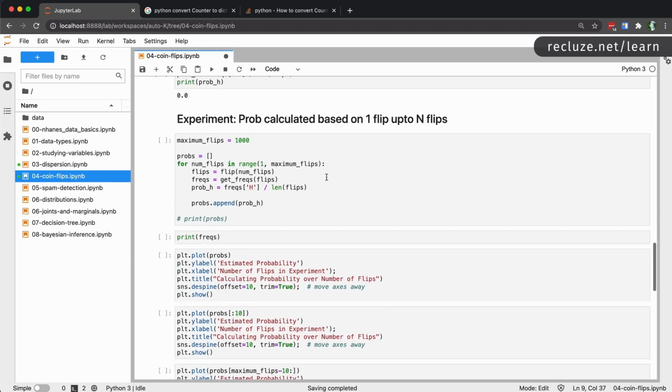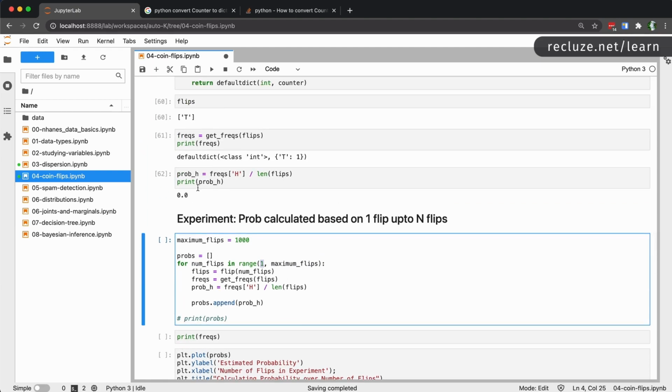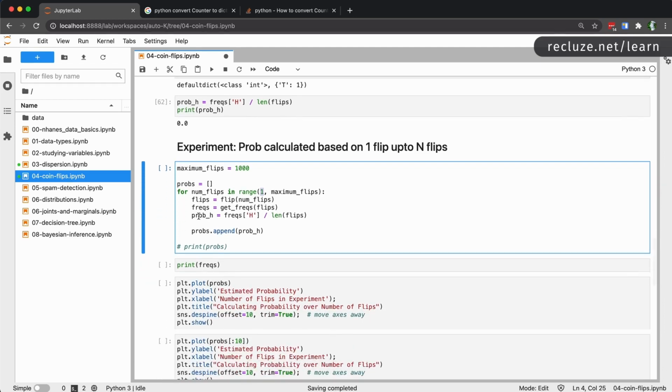Okay. Now let's go ahead and scale this up to 1,000 flips. So maximum flips is going to be 1,000. What we're going to do is we're going to start off from 1 and go right up to 1,000. In the first experiment, we are going to do whatever we did over here for just 1 flip. Then we're going to do it for 2 flips. Then we're going to do it for 3 flips, and we are going to go all the way up to 1,000 flips. Each time we are going to calculate the probability based on that number of flips.